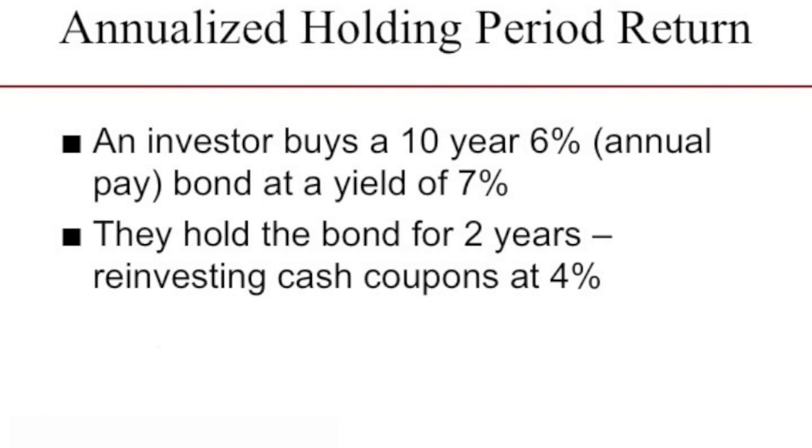We're then told that they hold the bond for 2 years, reinvesting cash coupons at 4%. So presumably 1 year after they bought the bond, they receive a coupon. And that can be reinvested, earning interest at 4% a year. Presumably 1 year after that, so 2 years into the holding period, they also now receive another coupon.